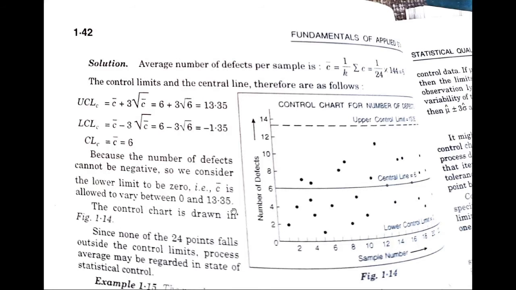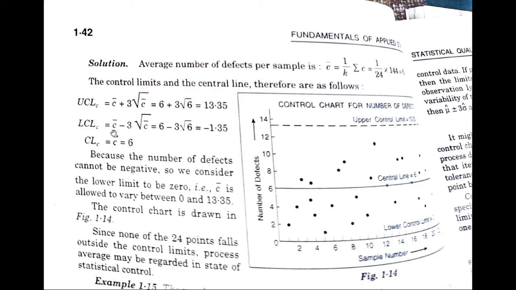See the solution part. The average number of defects per sample is C bar, which is equal to 1 upon K summation C. There are 24 samples. If we take the total number of defects, it is 144. So 144 divided by 24, the answer is 6. The control limits and the central line are therefore as follows. Upper control limit is equal to C bar plus 3 into root of C bar, which is 6 plus 3 root 6, which is nothing but 13.35.